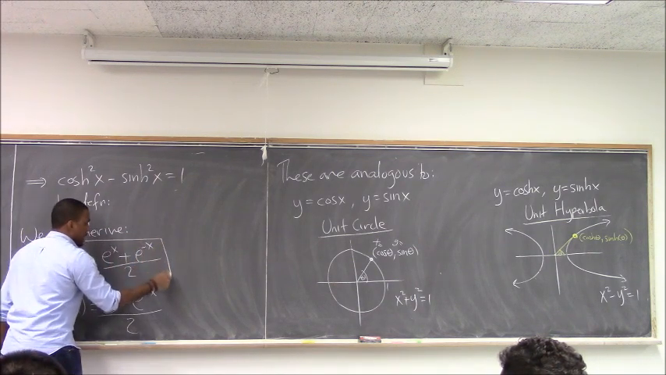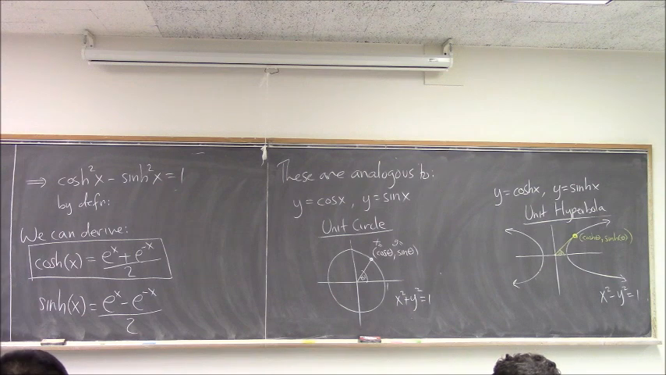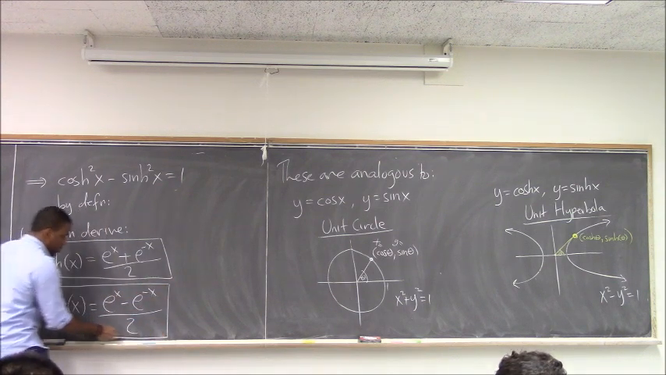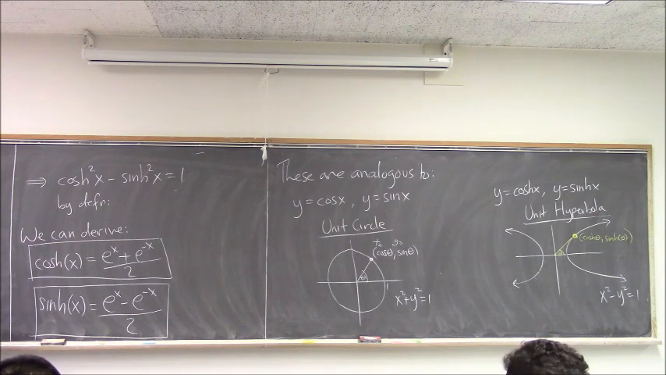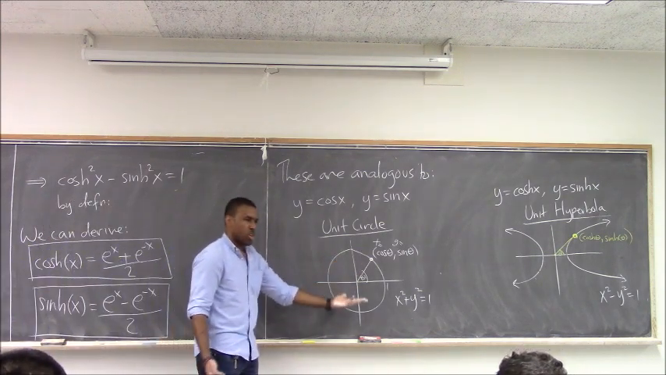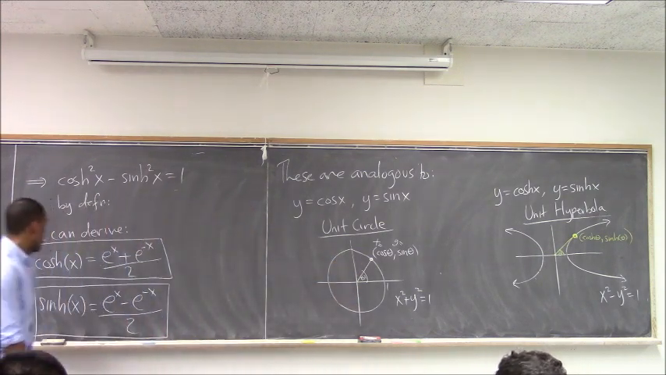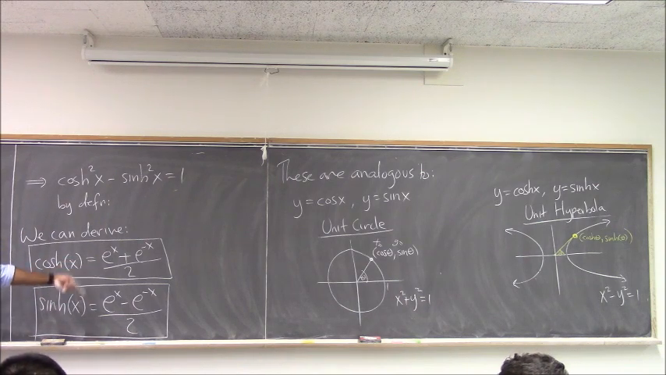You're going to know these guys, know what they're measuring. They're measuring coordinates on the unit hyperbola. And this is how you can actually write down a formula for them. So you can't really write down a nice formula for cosine unless you're doing a series. But for cosh and sinh, you actually have nice formulas for them in terms of exponentials. So that's pretty nice.